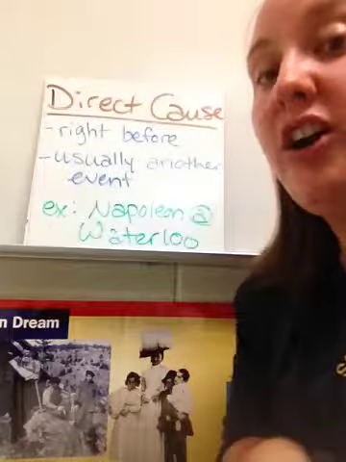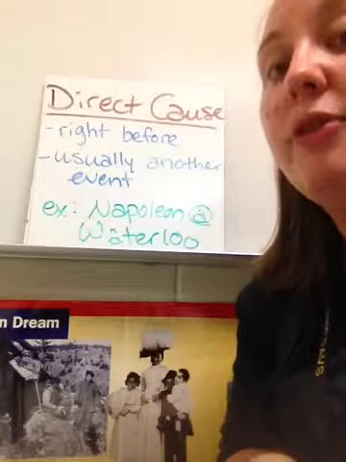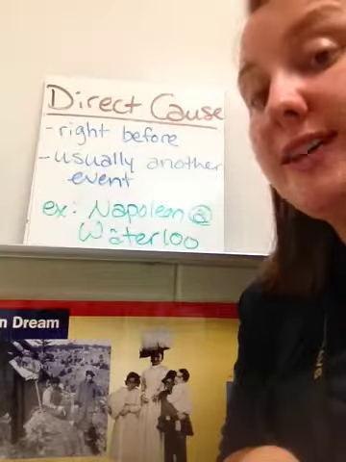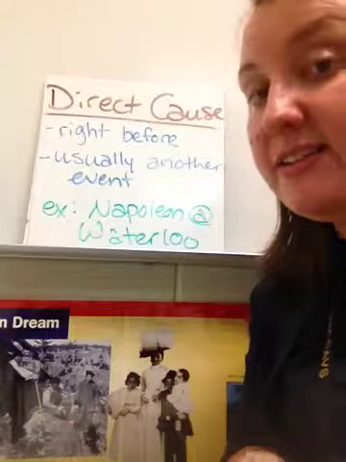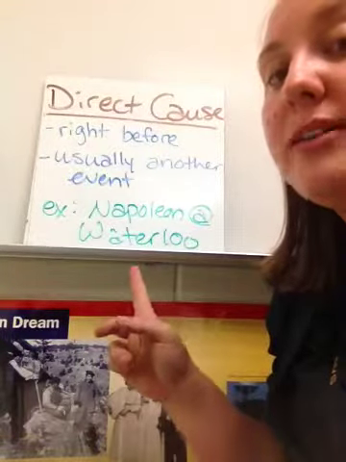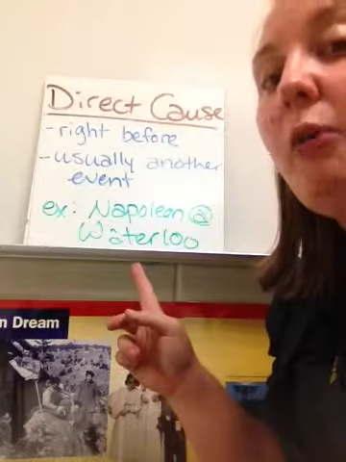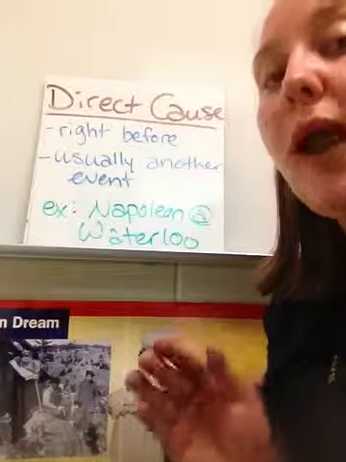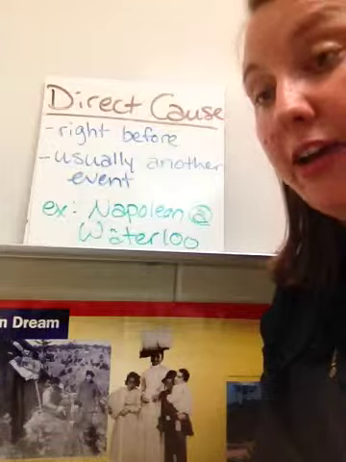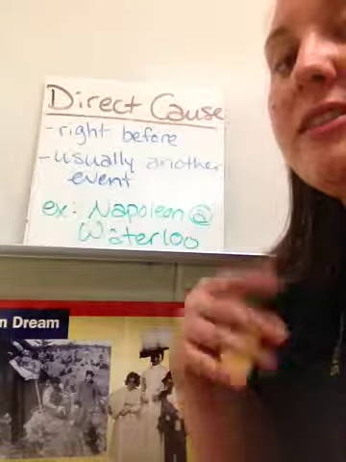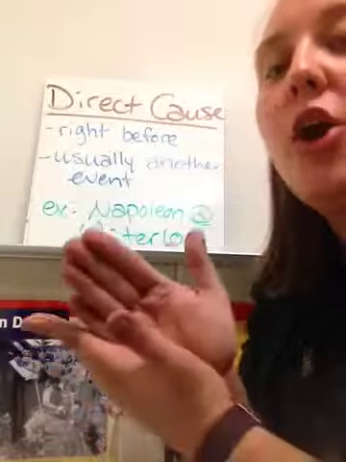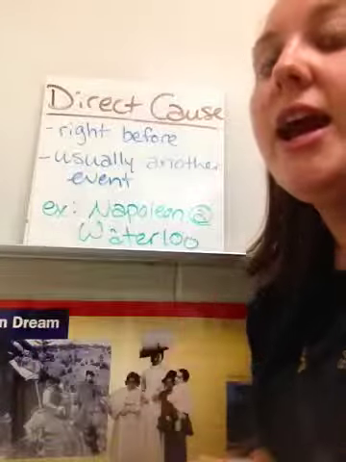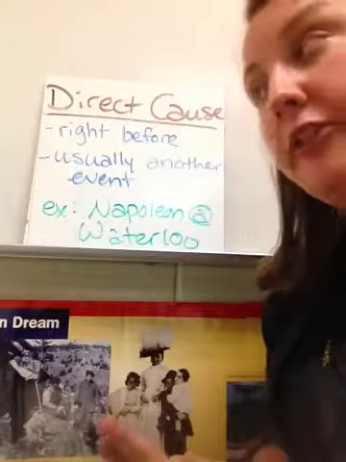One of the direct causes, it happened right before Napoleon's empire fell apart. Usually direct causes are other events. For example, going back to our example, Napoleon's defeat at Waterloo was the direct cause of his empire falling apart. All right, so nationalism helped a little bit along the way, but Napoleon's empire fell apart right after he was defeated at Waterloo.